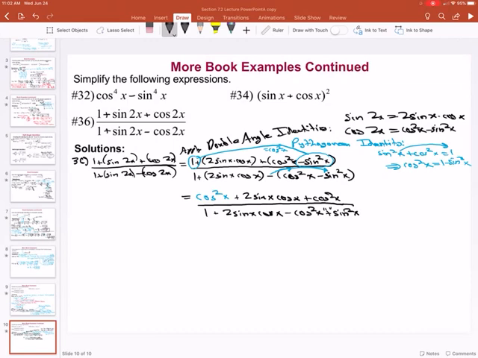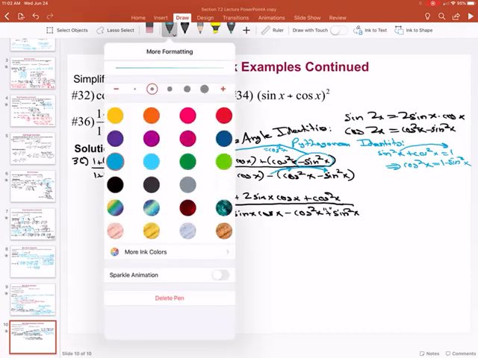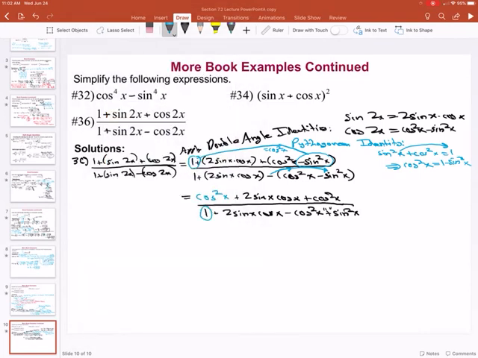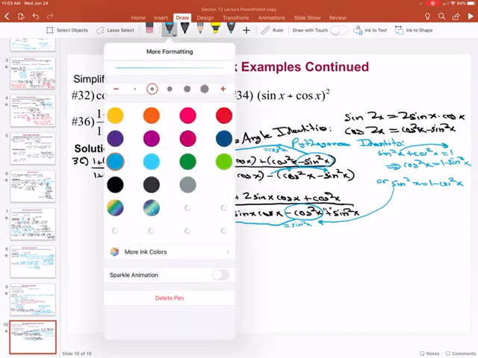Now, what do we have in the denominator? Well, I have a Pythagorean identity, and I'm going to circle it. We've got a 1, and we've got a minus cosine squared x. So again, here's the Pythagorean identity. If you solve for sine squared, what do you get? Sine squared x equals 1 minus cosine squared x. So you replace that identity.